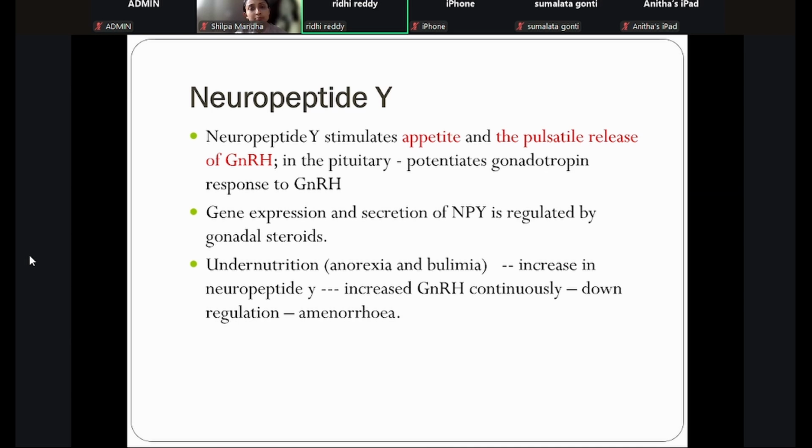Again, this neuropeptide Y is regulated by steroids. So what is its importance? Whenever we have undernutrition, anorexia or bulimia, neuropeptide Y will be increased, which increases the GnRH pulse frequency continuously, so it causes down regulation and then causes amenorrhea.